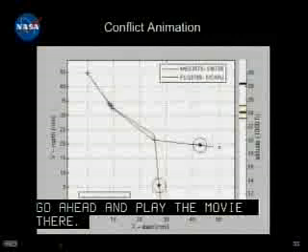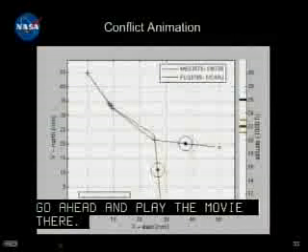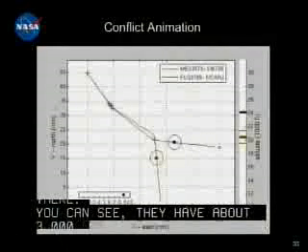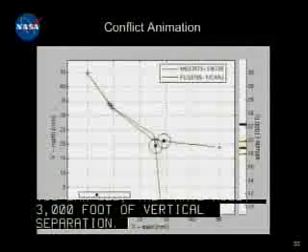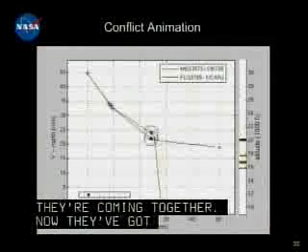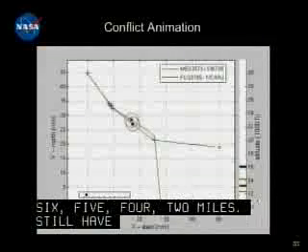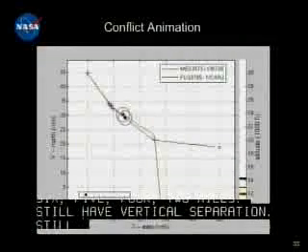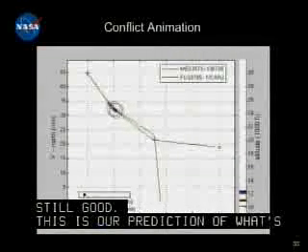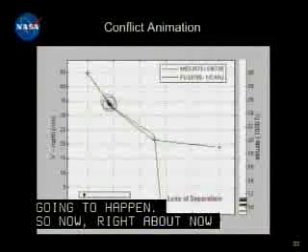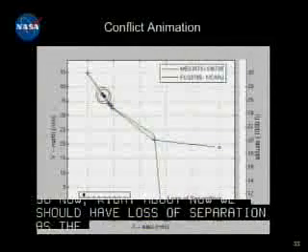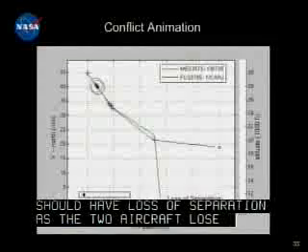So you can see they've got about 3,000 feet of vertical separation. They're coming together now. They've got 8 miles, 6, 5, 4, 2 miles. Still have vertical separation. Still good. Again, this is our prediction of what's going to happen. And so now, right about now, we should have loss of separation as the two aircraft lose vertical separation. So this is the problem that has to be solved. So next slide.